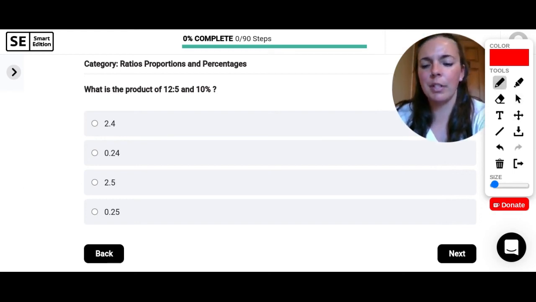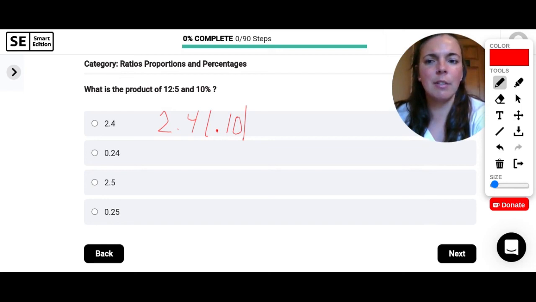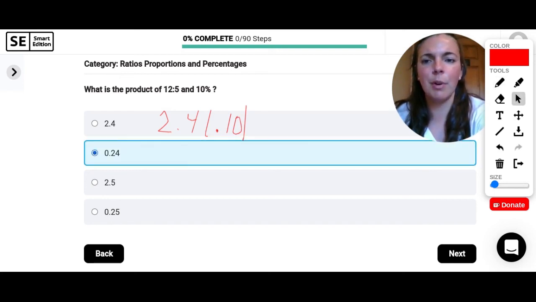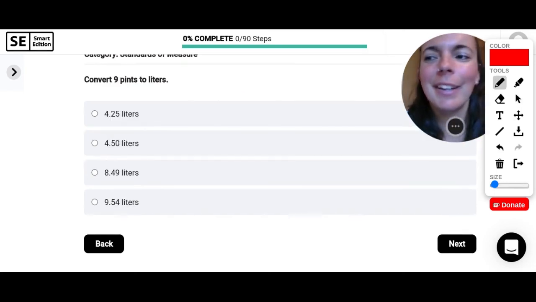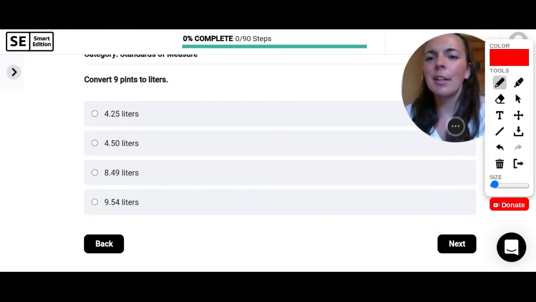12 to 5, we can really just do 12 divided by 5. Okay, 12 divided by 5 would be 2.4. You could just plug that in your calculator, 2.4. And then 10% as a decimal is 0.10. So now we can just use our calculator to multiply this. And this should just give me 0.24. Okay, here's our next question. So let's convert 9 pints to liters.